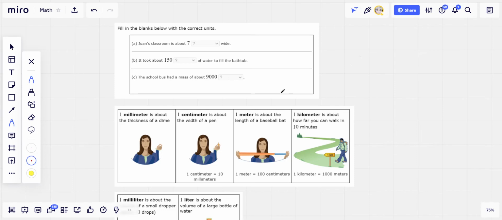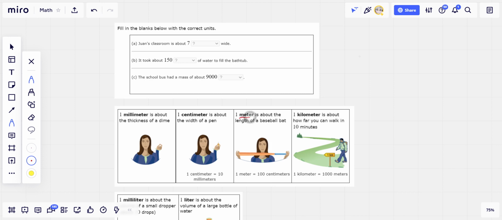In these problems, we are being asked to choose the right unit of measure from these metric units for certain situations. So for example, in this first one, it says Juan's classroom is about 7 somethings wide, and you'd have a drop-down box if you did this in Alex that would give you some choices. Those choices would be these units of length, because when you're measuring how wide something is, that's a unit of length. And the common ones we often use in the metric system are millimeters, centimeters, meters, and kilometers.